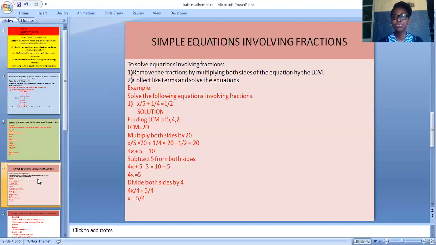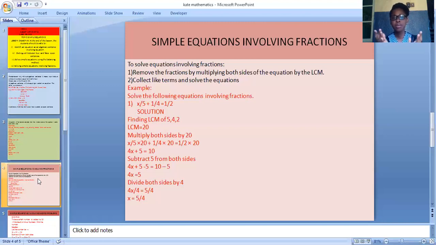In a simple equation involving fraction, what will you do first? You find the LCM of the fraction. That is step 1. After finding the LCM, you use the LCM to multiply through. When you multiply through, the LCM clears out the fraction.